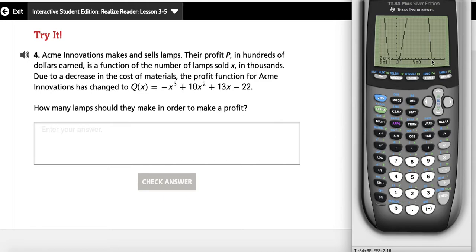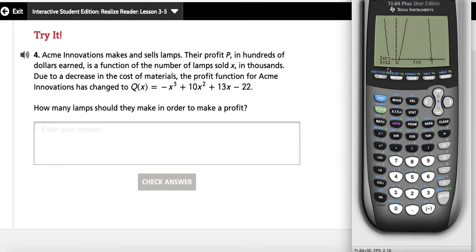Now let me find this other 0. Same process. Calculate a 0 between left bound. Sure, I can have it be here. Now the right bound, I got to get it past that 0. How far out is that 0? Here we go. Now I'm past it. Enter, enter, and I have 11 is the other one.